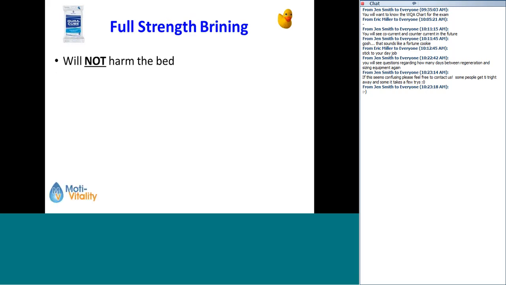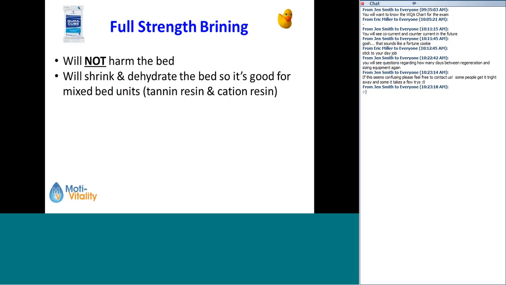A full strength brining, contrary to what some people think, will not harm the resin bed. In fact, it's actually good for it. It shrinks and dehydrates the bed, so it's good for mixed bed units, especially like tannin. If you're putting tannin resin, which is an anion resin, and cation resin mixed together, then it's good for it. A full-strength brining is also bacteriostatic. It will kill the bacteria in the water.